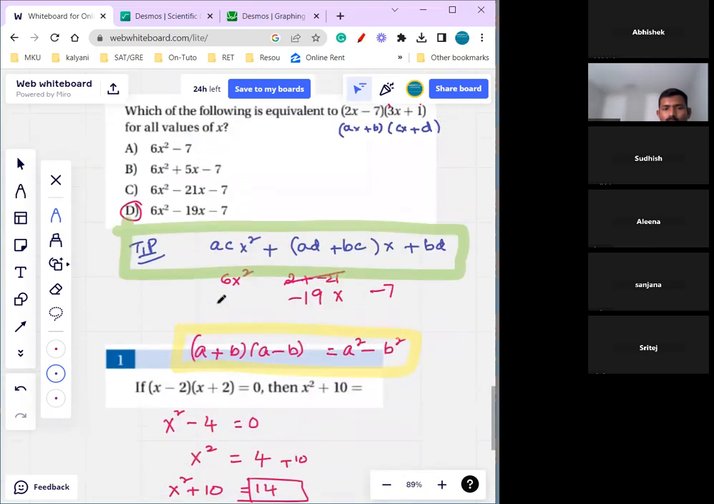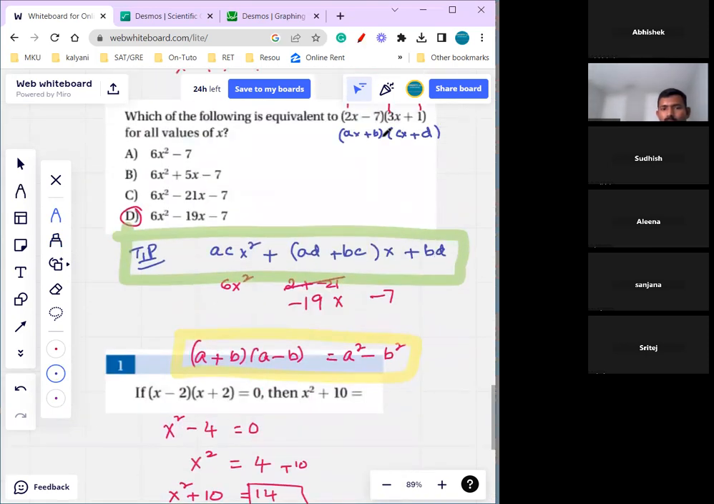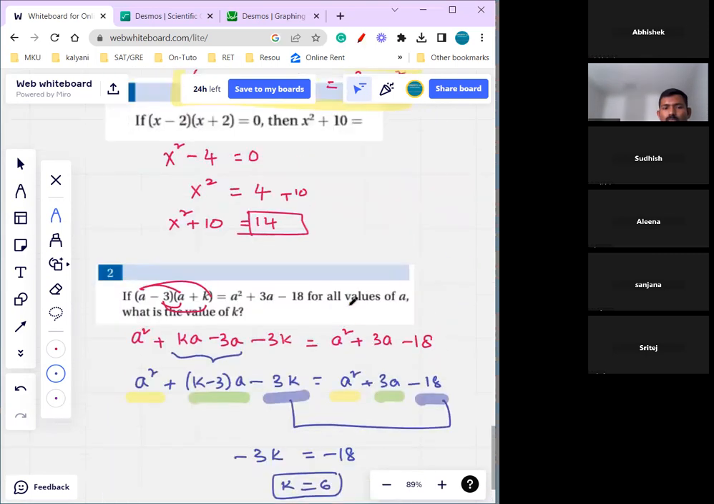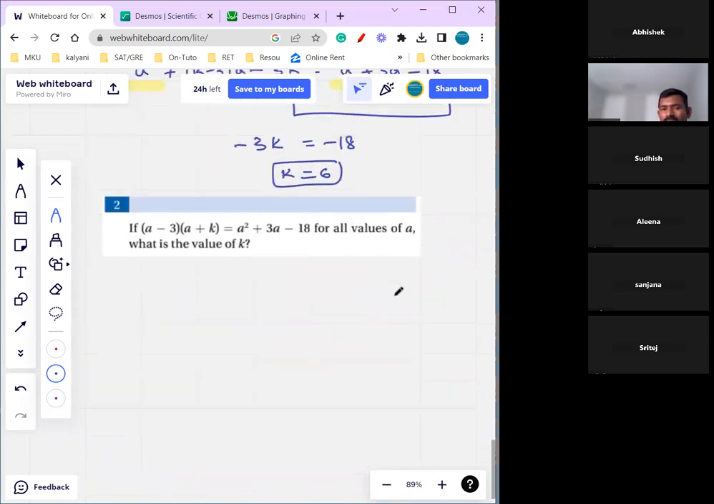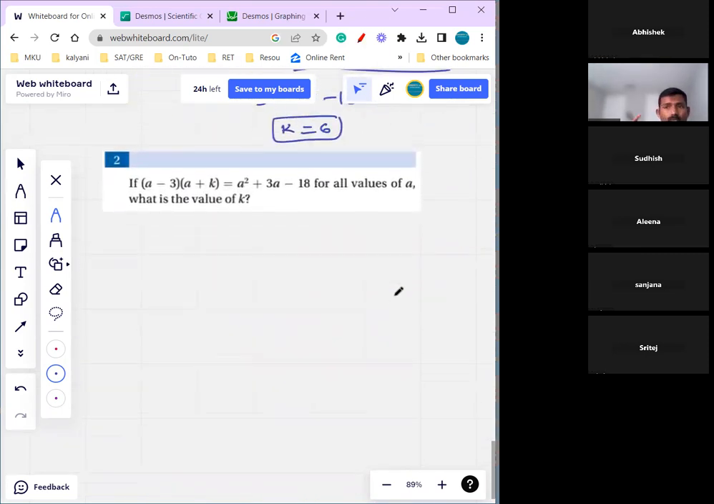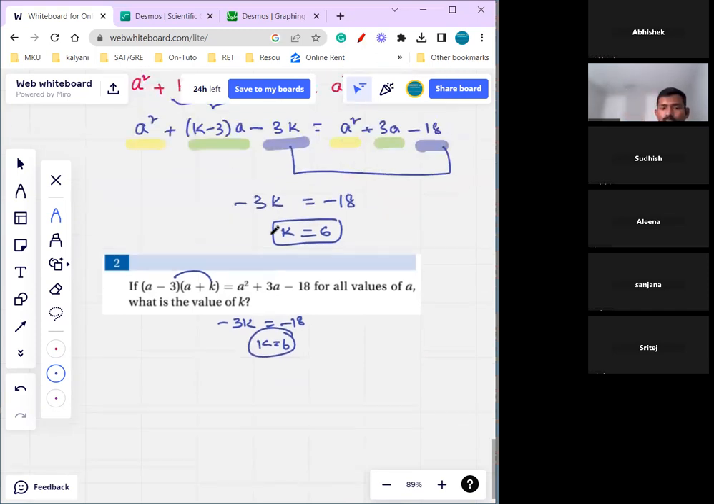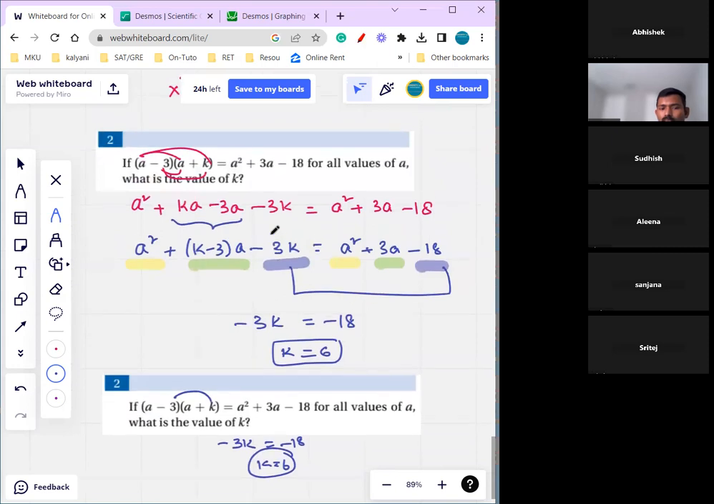Now, if I go back to this one, when I multiply these two, the last term is b and d. That is the last term, the constant term. I keep that in my mind. When I multiply the last two terms, that's my answer for that. So if this question comes on the test, I see the last two terms, which are negative 3k, which is negative 18. So k is 6. Done. No more. We're finished with this question.